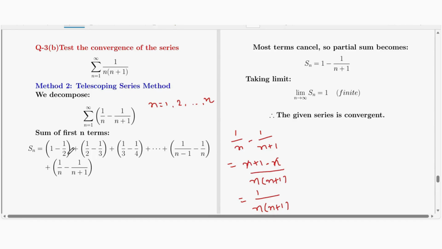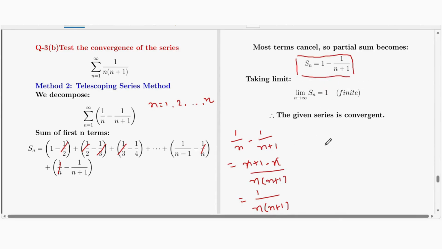Now observe this sum. Here minus 1 by 2 plus 1 by 2 cancel out. Minus 1 by 3 plus 1 by 3 cancel out. Same way, observe the last term. Here this 1 upon n and this 1 upon n cancel out. Okay, so observe here all in between terms are cancel out. Okay, we have only first term and last term. So what is my Sn? Sn is equal to 1 minus 1 upon n plus 1, last term. Okay, so what is this? This is the Sn, and Sn is nothing but sum of first n terms.